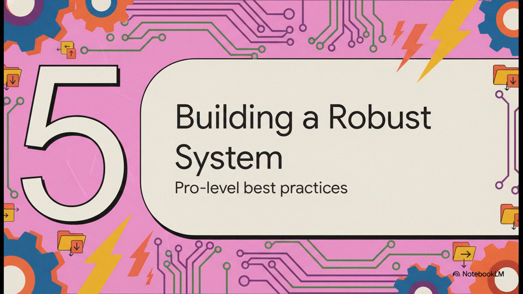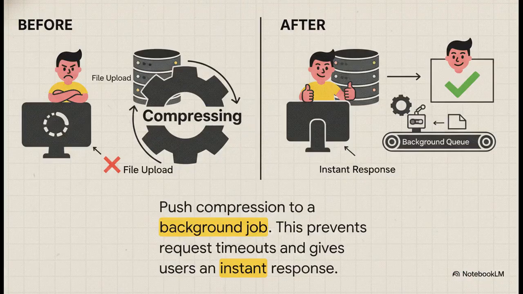So we've covered the core logic, but to really take this from a good idea to a robust production-ready system, we need to add a few pro-level touches. Pro tip number 1, use Laravel queues. Compressing a big file can take a few seconds, and if you do that during a web request, your user is just stuck there staring at a loading spinner. The request might even time out. That's a failed upload. By pushing the compression work to a background queue, your user gets an instant response, and all the heavy lifting happens behind the scenes.